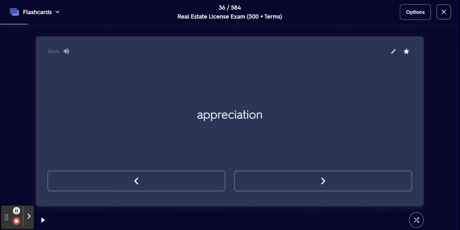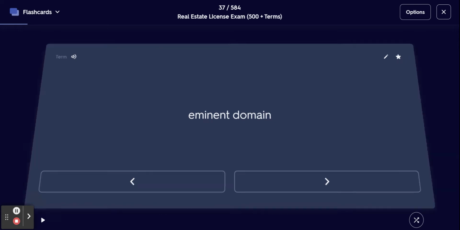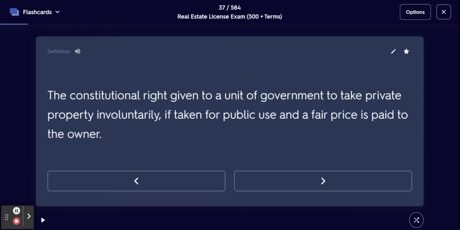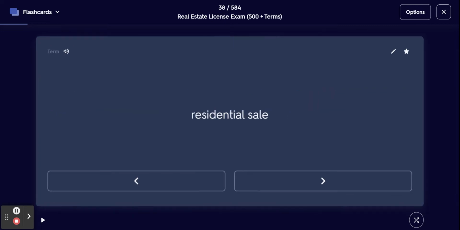Appreciation. An increase in value. Eminent domain. The constitutional right given to a unit of government to take private property involuntarily if taken for public use and a fair price is paid to the owner. Residential sale.